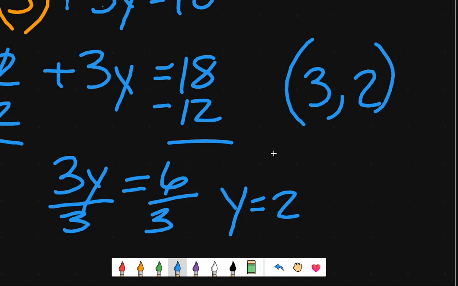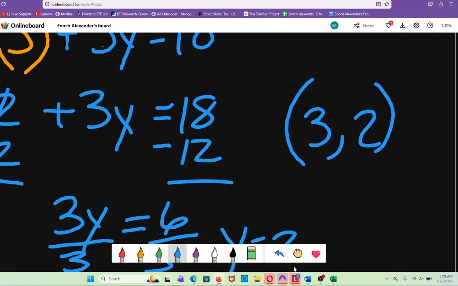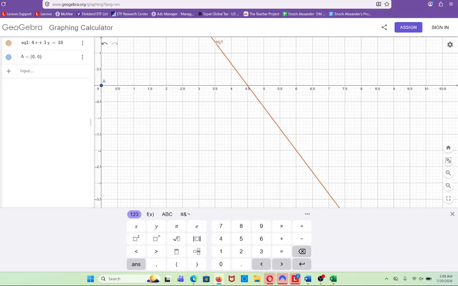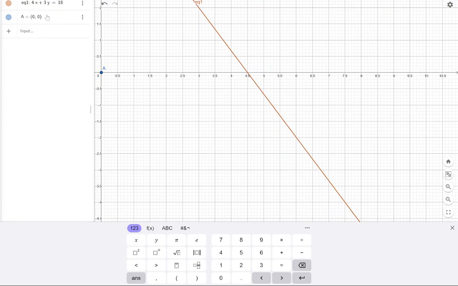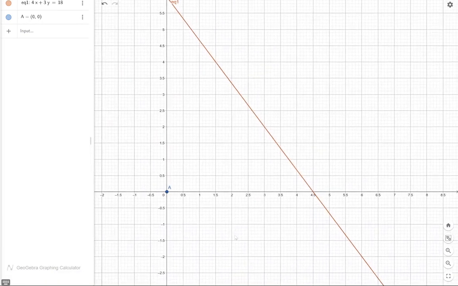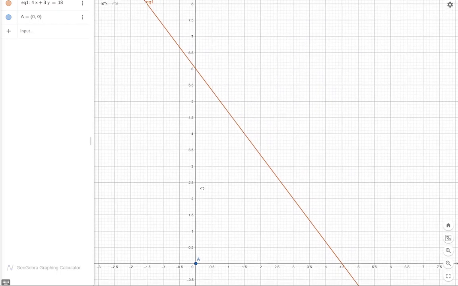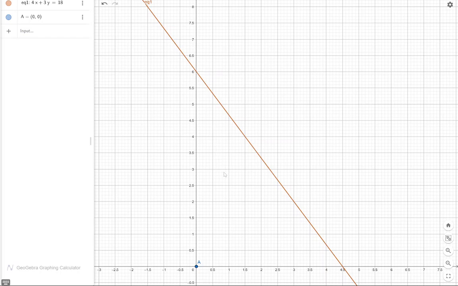All right, so if we were to graph this, we should get the same answer. So let's see what it looks like graphically on a graphing calculator. So 4x plus 3y equals 18 is already here. This is the red line here that we have. We can see that it crosses the x-axis at 4.5. It crosses the y-axis at 6.